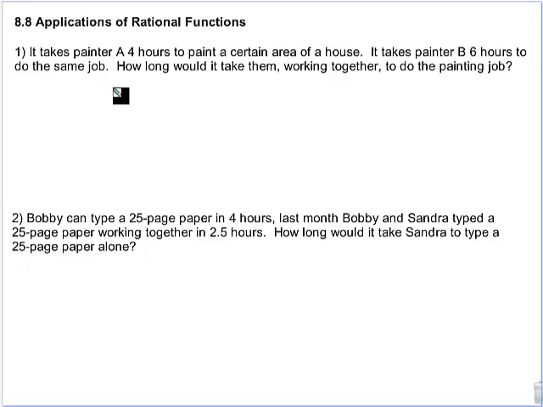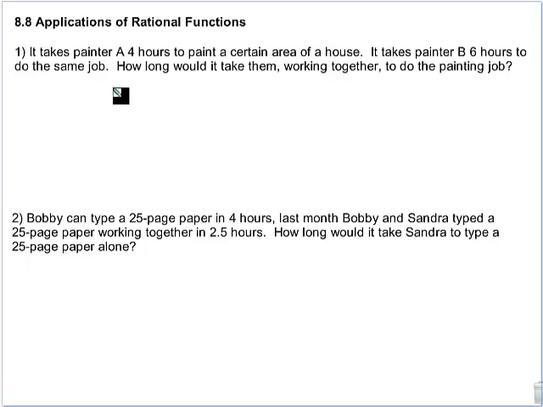We have distance, rate, and time. So, if painter A takes 4 hours to paint a certain area of the house, and painter B takes 6 hours to do the same job, how long is it going to take them working together to get this job done?